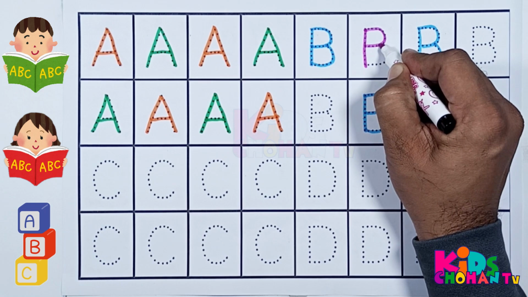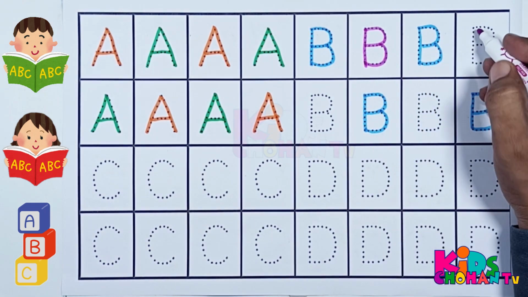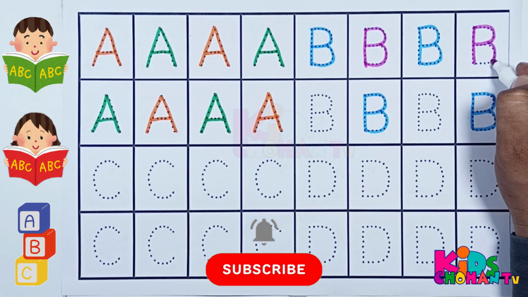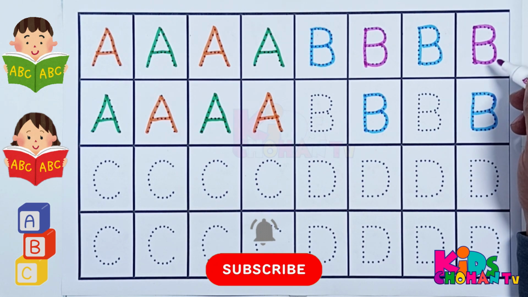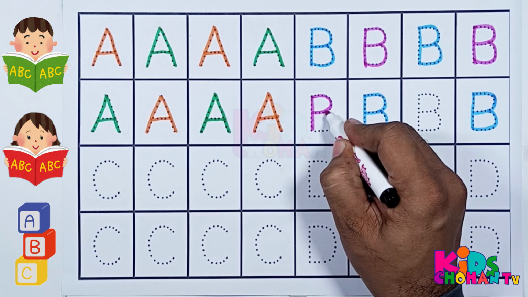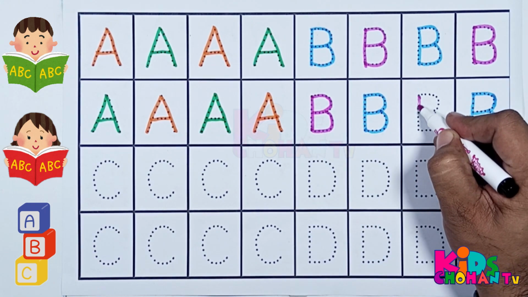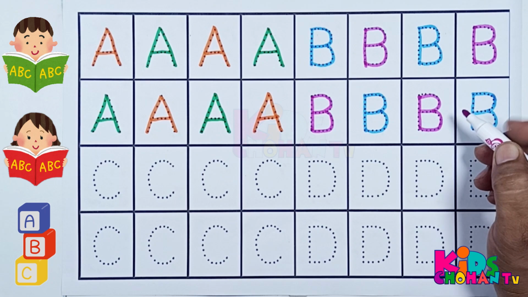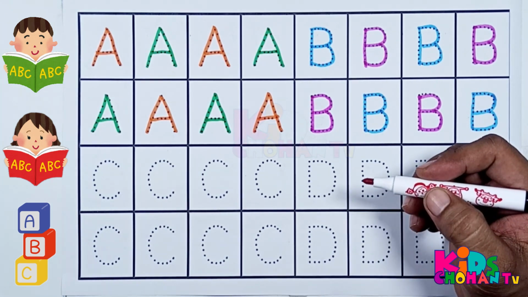A, B, C, D, E, F, G, H, I, J, K, L, M, N, O, P, Q, R, S, for basket. B, W, X, Y, and Z. B. Now I know my ABCs. Next time, won't you see? B for bat. Red color.